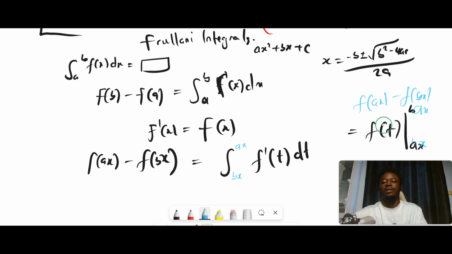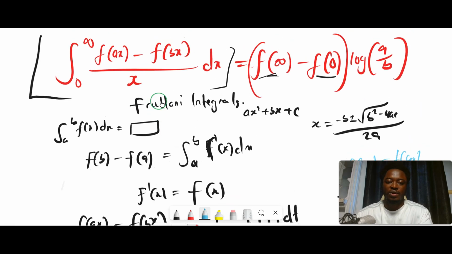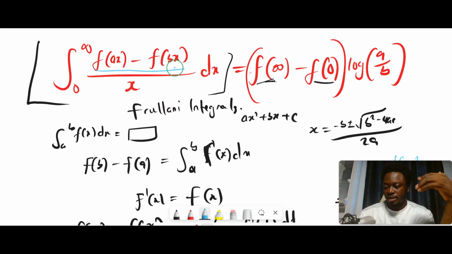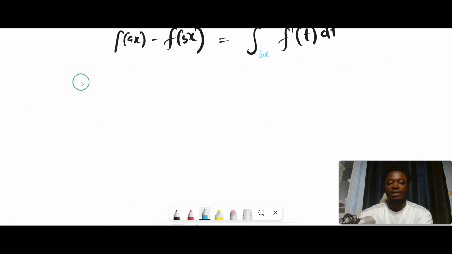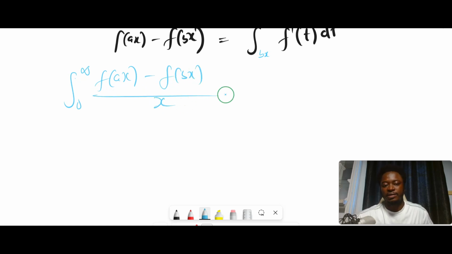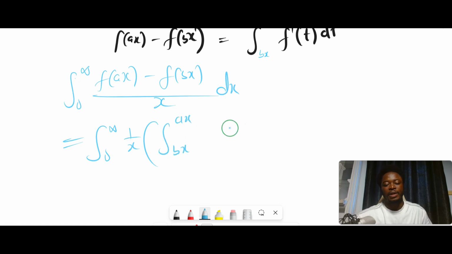So essentially now you can see that it is possible to represent this as a definite integral itself. So going back to our Frullani integral, the integral from 0 to infinity of F of ax minus F of bx, all divided by x, dx, is going to equal the integral from 0 to infinity of 1 over x times the integral from bx to ax of F prime of t dt, and then you have dx.